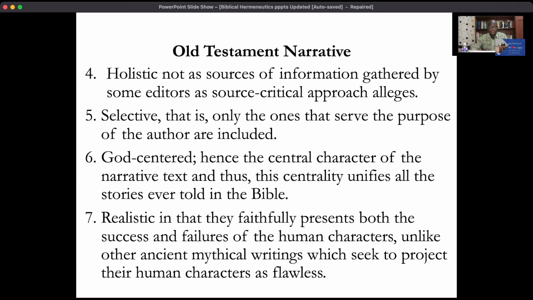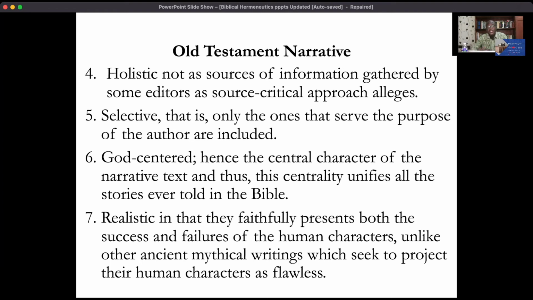The story is selective. That is, only the ones that serve the purpose of the author are included. So when you are reading the story, you are not expected to know everything because they did not set out to write biography or autobiography. They are only focusing on the purpose, why this story has to be written. So they're not giving many details. So don't try to fill in details.